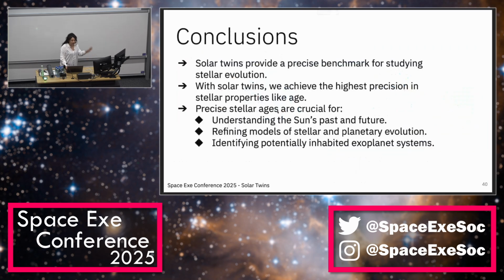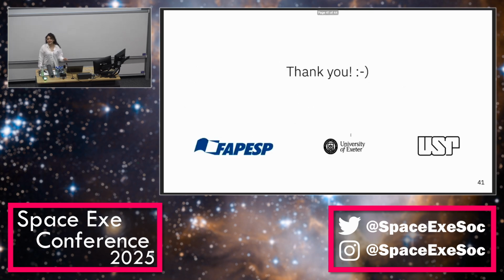Okay, but yeah, I'll be finishing. Basically, solar twins can be used to better understand solar evolution and sun-like evolution. We get the highest precision in age possible, so they are really useful if you're interested in evolution in general. And the ultimate goal, at least for me, and I think many people here in Exeter, in the department I'm working in, is identifying exoplanets that could be inhabited, or will be, or were, but you can understand this. And yeah, that's it. Thank you.